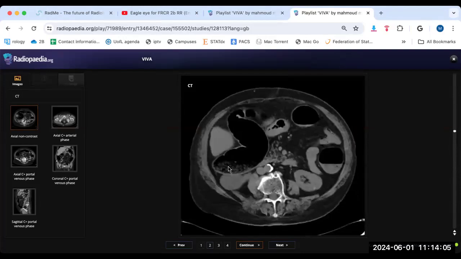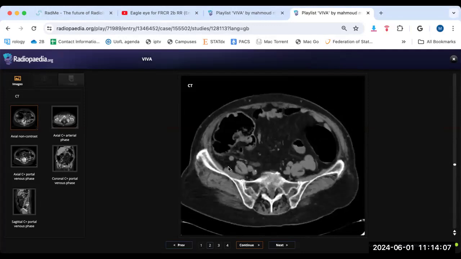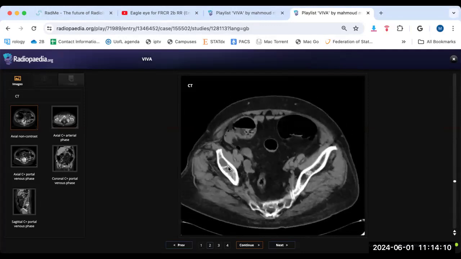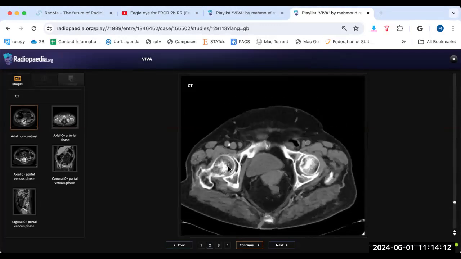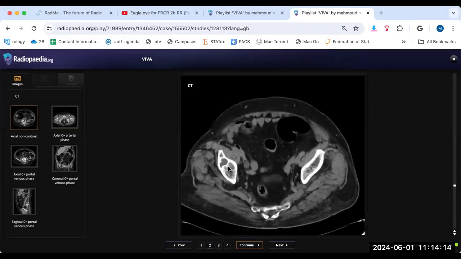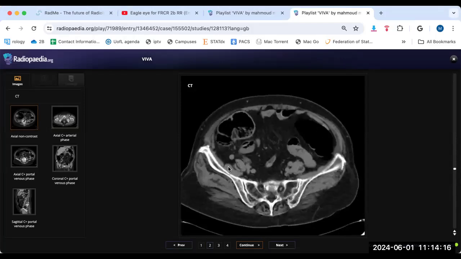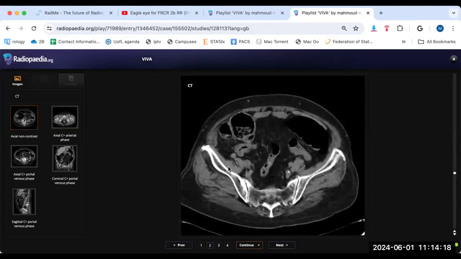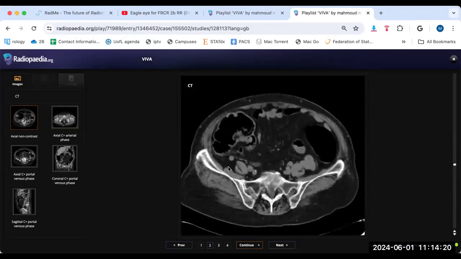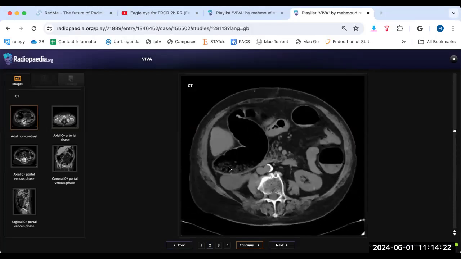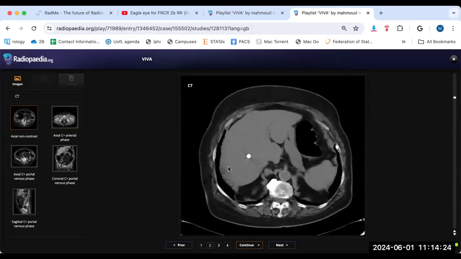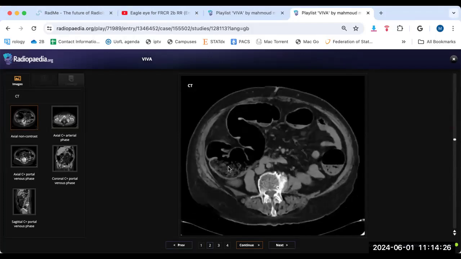I'm trying to see down. Actually, in my routine practice, I will trace the bowel from below to up, and we'll check this in the coronal. This is the sigmoid. Let me check. This is the hepatic flexure.